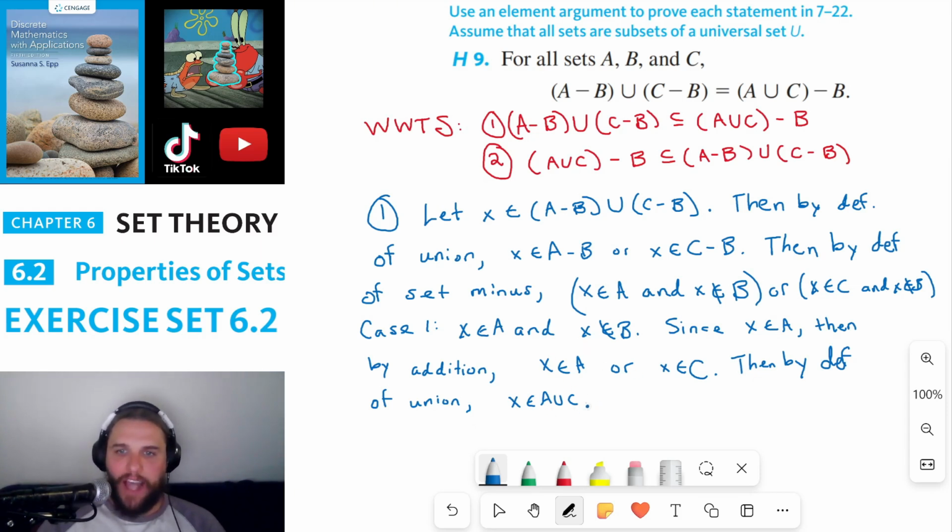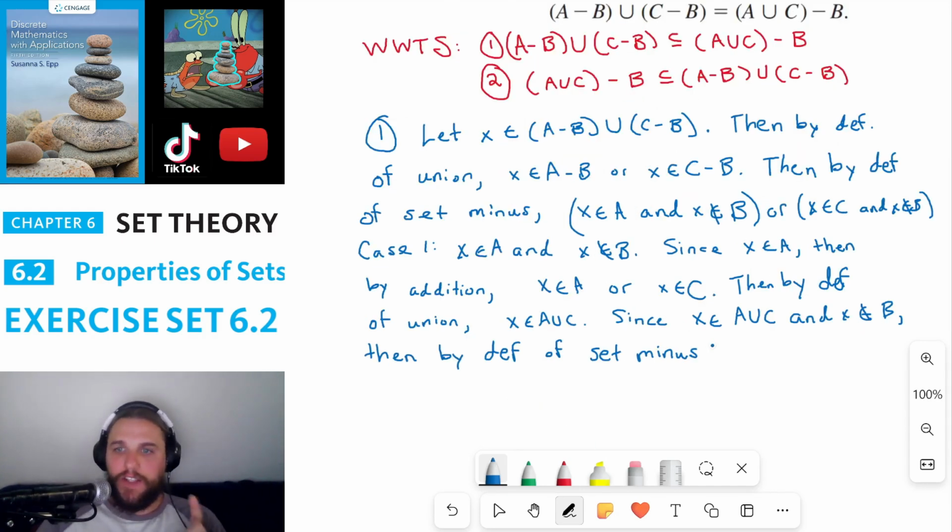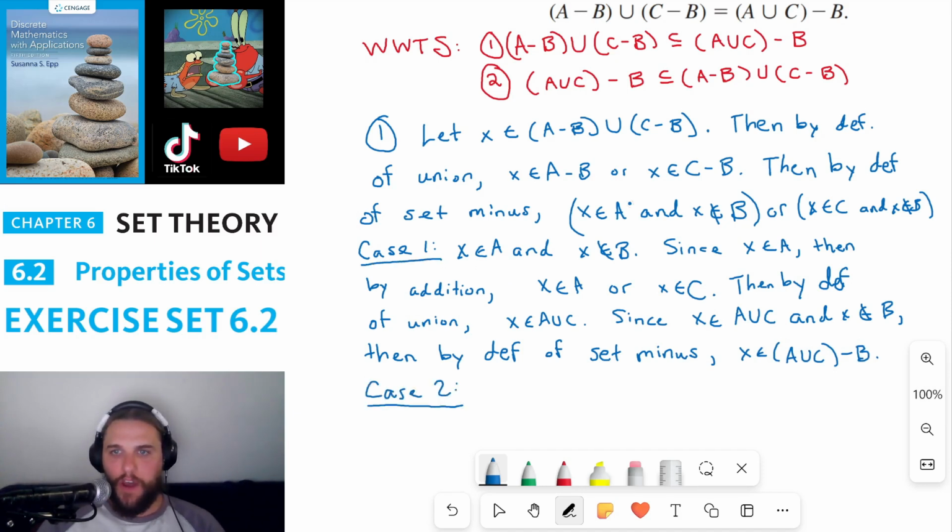So now we have that X is an element of A union C, and we have the fact that X is not an element of B. Since X is an element of A union C and X is not an element of B, then by definition of set minus, X is an element of (A union C) minus B. And that works for case 1 here. We also need a case 2. So case 1 was X is an element of A and X is not an element of B. Case 2 is going to be the same thing, except X is going to be an element of C here.